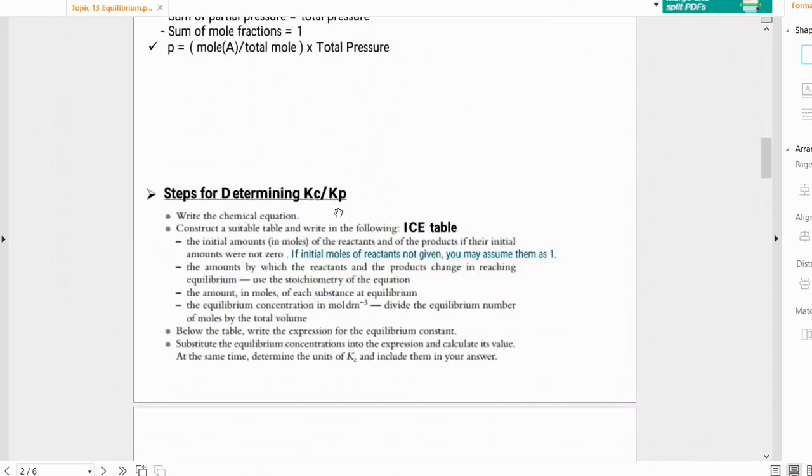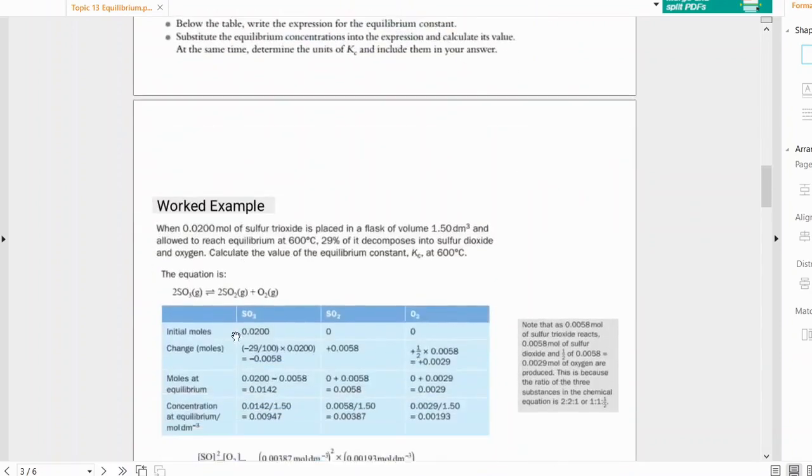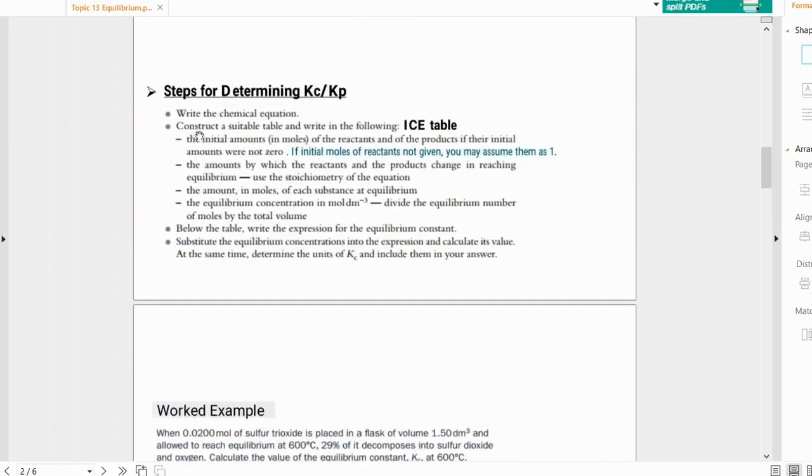Now steps for determining Kc or Kp values. These are the steps of basically the calculations we are talking about. Don't consider these really hard stuff. Don't just run away from the video. All we are going to look at down here is how we carry out these equilibrium calculations. So there is a specific way of doing equilibrium or topic 13 calculations.